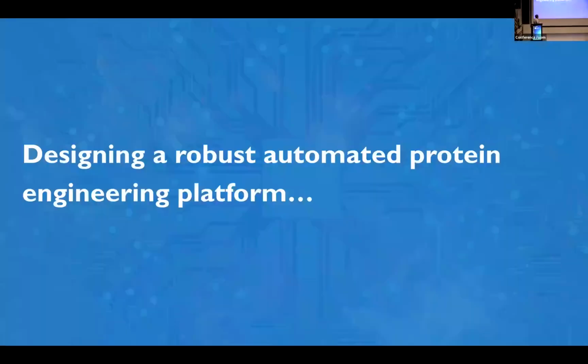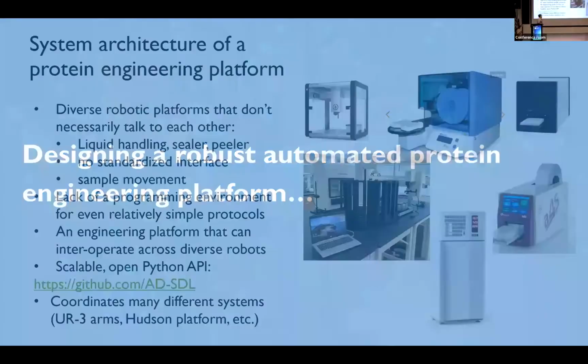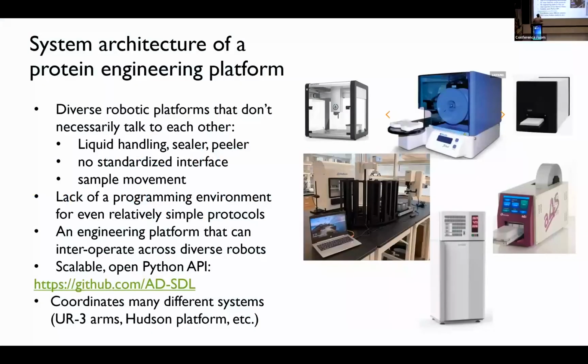So with that, the last part, I'm going to talk a little bit about how we are doing automated engineering. This is actually about a system architecture for using these various types of robots that we have had in the lab. So this is a liquid handling robot. This is a much bigger liquid handling robot. There's a peeler, there is a sealer, there is an incubator. All these things have very different interfaces. But unfortunately, they lack a programming environment through which you can actually run protocols, right?